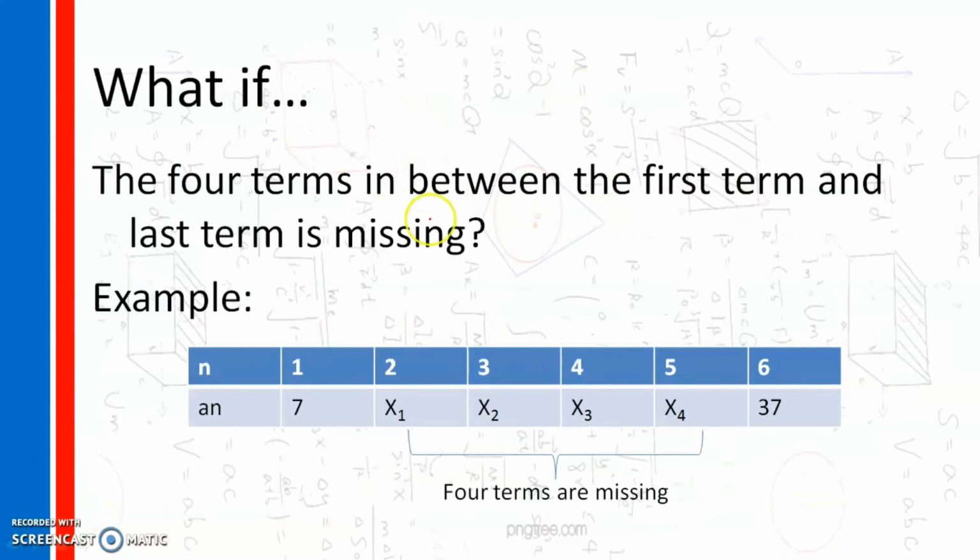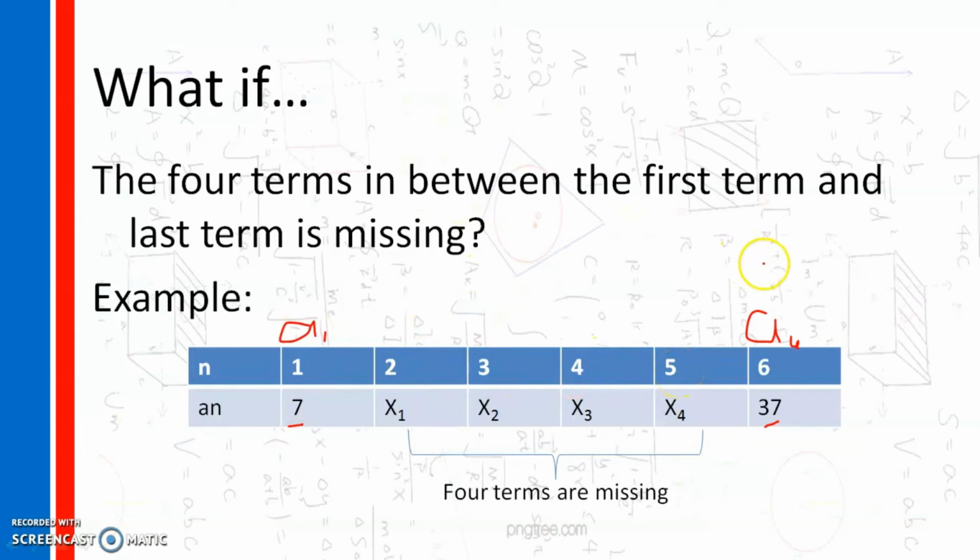Okay, what if dati, isa lang yung nawawala. What if madami? Okay, what if the 4 terms in between the first term and the last term is missing? Ito yung nawawala. So, ang hahanapin natin is lahat ng terms na nandito. Again, given na yung ating first term and yung ating last term. Which is, for the first term, we have the a sub 1 and for the last term, we have a sub 6. So, we have to find a sub 2, a sub 3, a sub 4, and a sub 5.